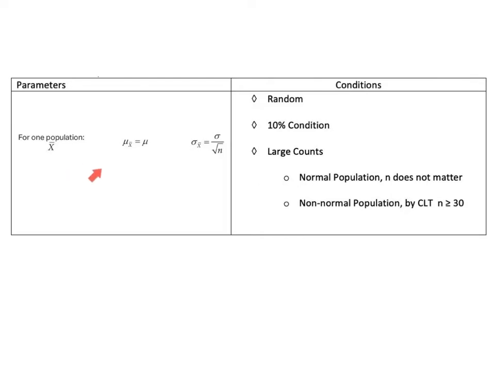So here are your formulas that we're going to encounter. We expect, again, that the mean of our sampling distribution, that's what this is saying, the mean of all of our sample means, is equal to the true population mean.